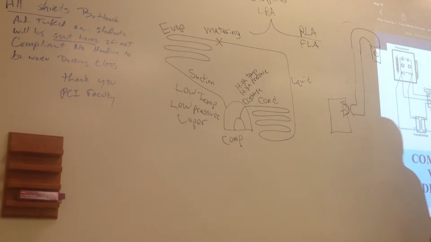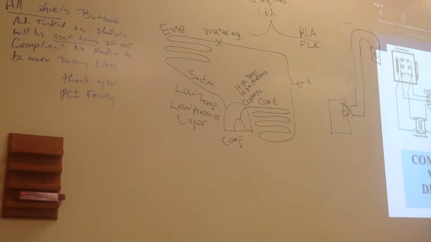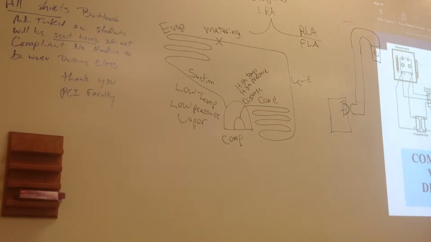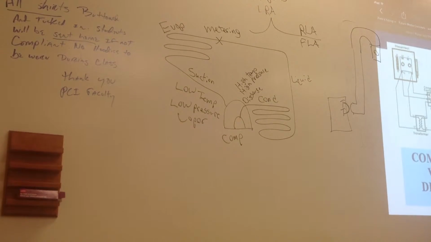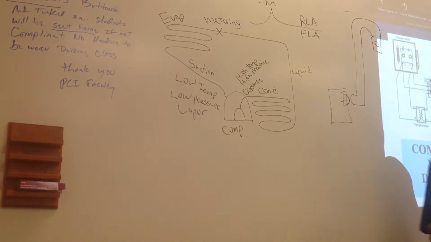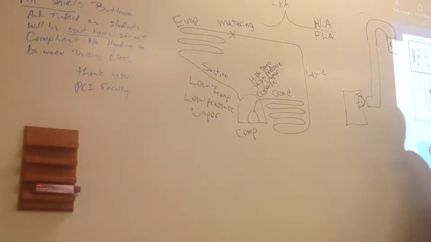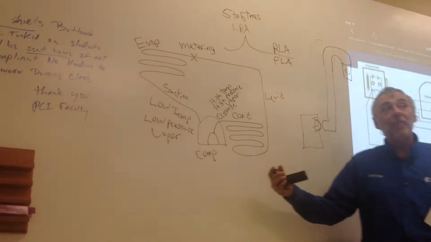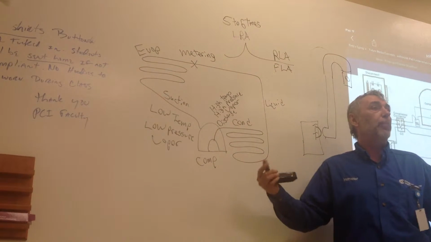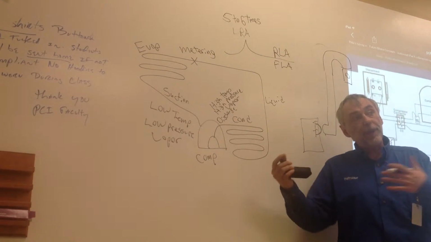The discharge line should have high temperature, high pressure, what? Liquid or vapor? Liquid. Oh, I thought it was vapor. The liquid goes into the condenser. Vapor. Because remember, the compressor cannot pump liquid, okay? So it's pumping a vapor.